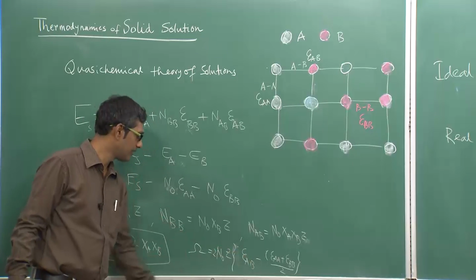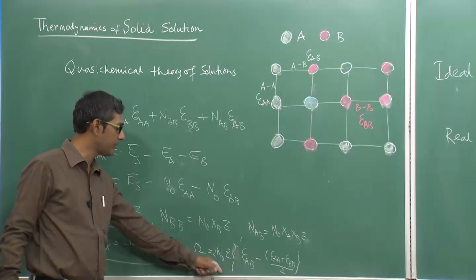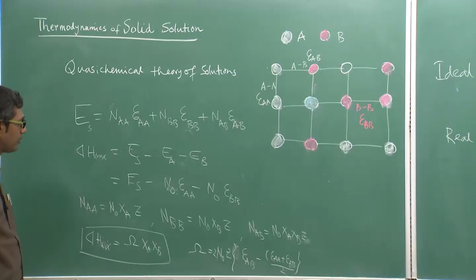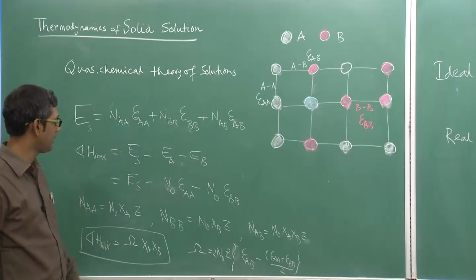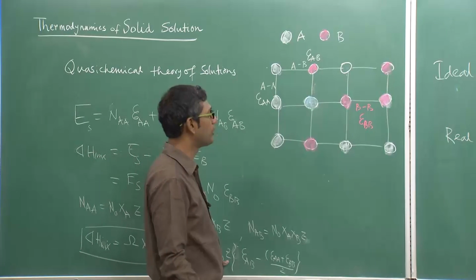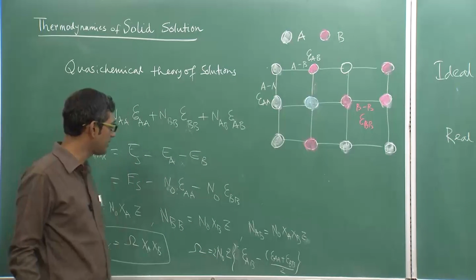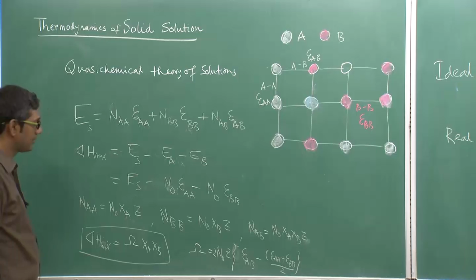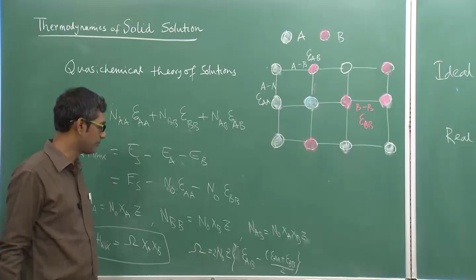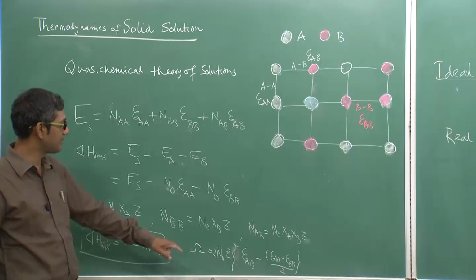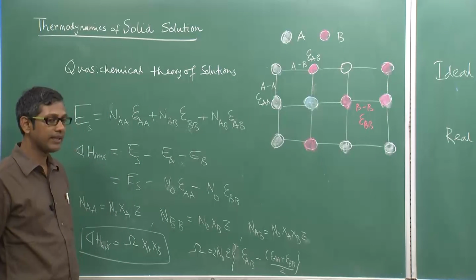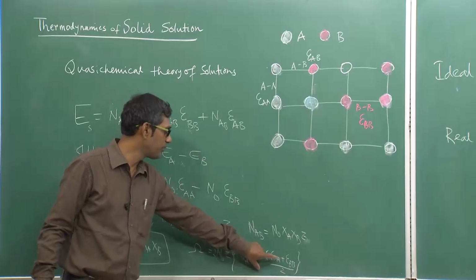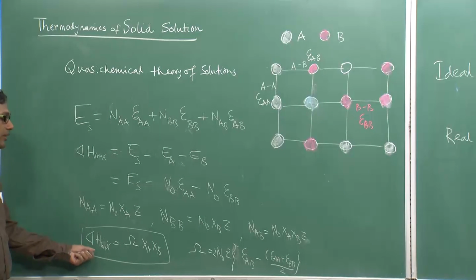this parameter. N0 is Avogadro number, that is fixed, 6.023 times 10 to the power 23, and Z is a coordination number. So, if you have an FCC solution, Z is equal to 12, if it is a BCC solution, Z is equal to 8. Otherwise, these are not changing much. What is going to change is that depending on the type of atoms, the AA, AB or BB energies, this value is going to change drastically, and then you can get different values of delta H mix.